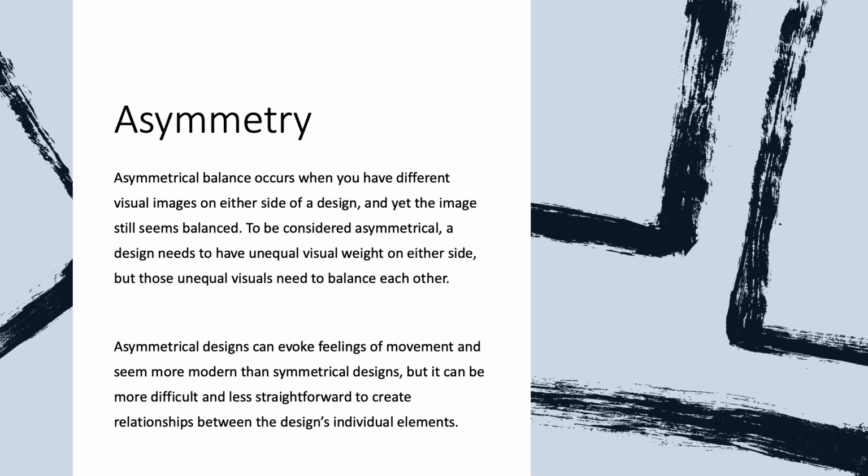Asymmetry. Asymmetrical balance occurs when you have different visual images on either side of a design, and yet the image still seems balanced. To be considered asymmetrical, a design needs to have unequal visual weight on either side, but those unequal visuals need to balance each other.